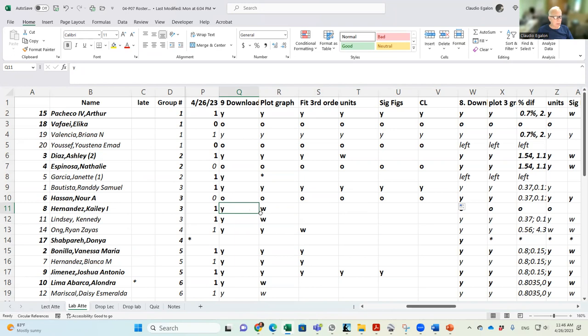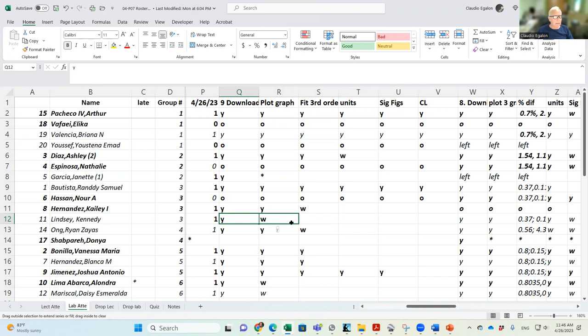Okay, did you plot the graph, Kaylee? Good. Did you fit the third order equation there to the graph? Working on it? Okay, so you're working on that. Next is Kennedy. Did you plot the graph, Kennedy?